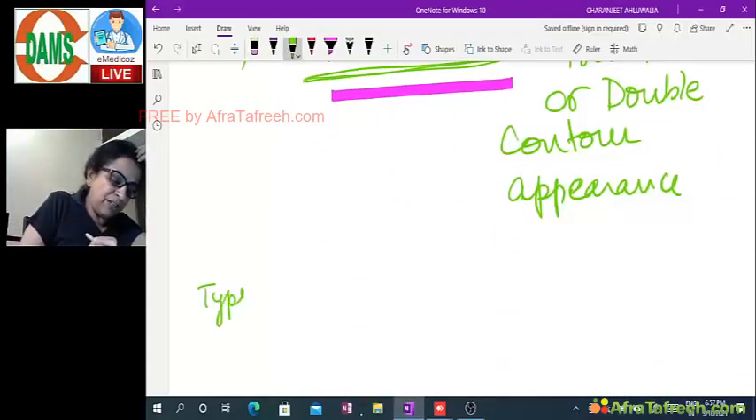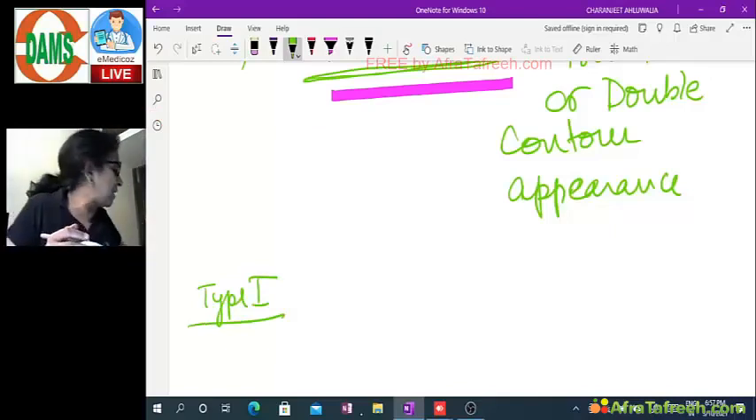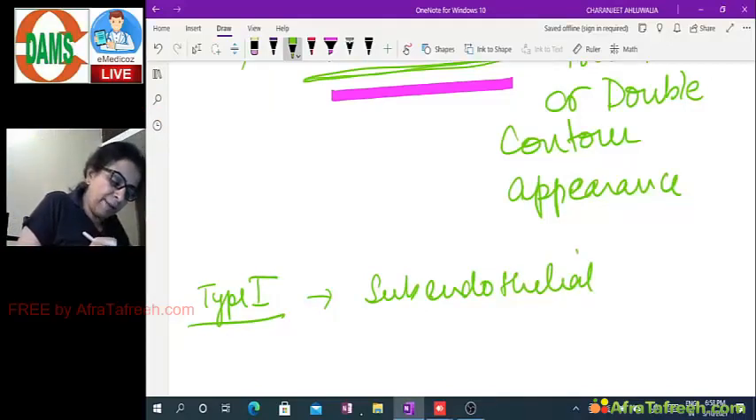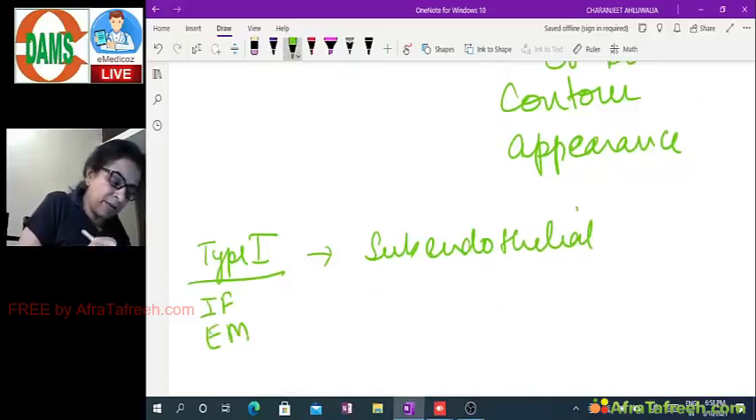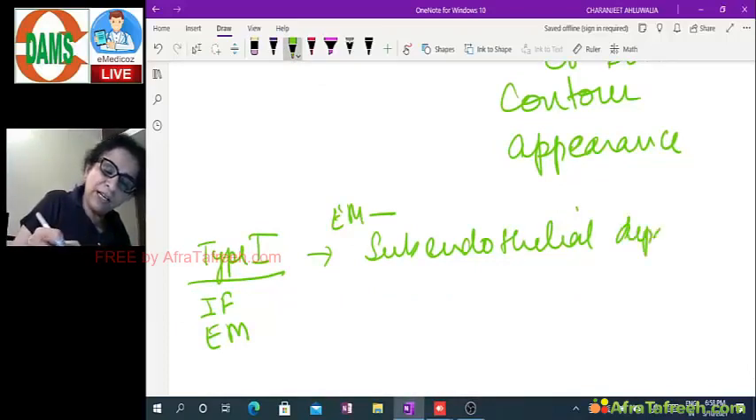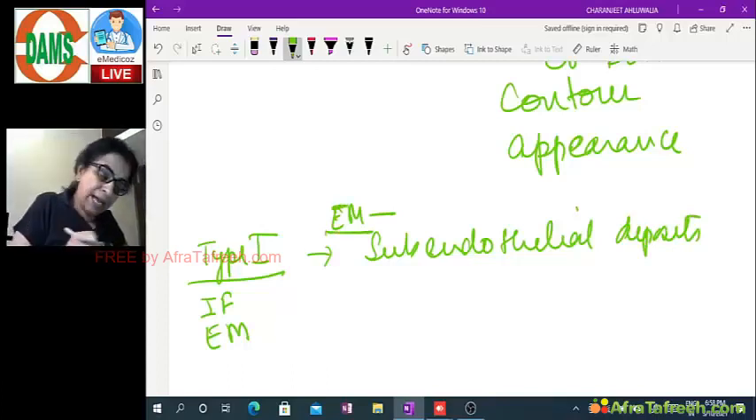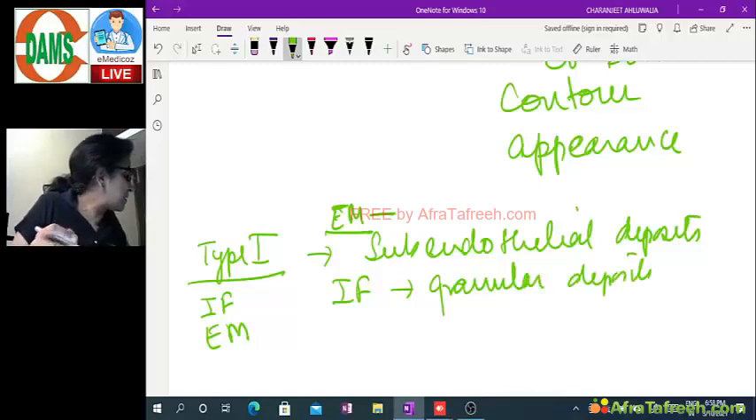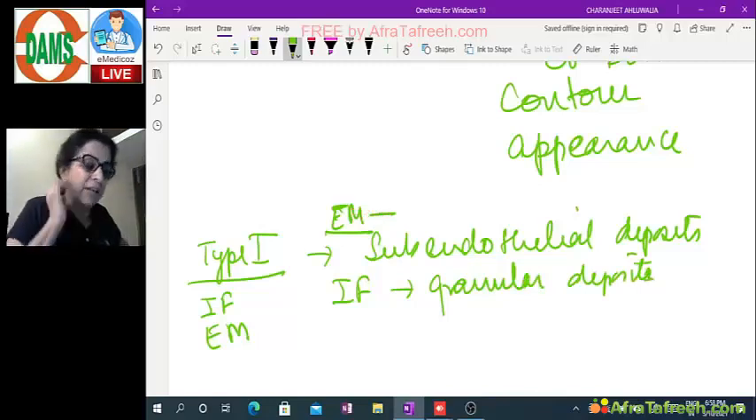Now let us see where the deposits will be in type 1 and type 2 MPGN. In type 1 MPGN you have subendothelial deposits. So if you do immunofluorescence and electron microscopy in type 1, by electron microscopy you have subendothelial deposits, and by immunofluorescence, what type of deposits? They are granular deposits.